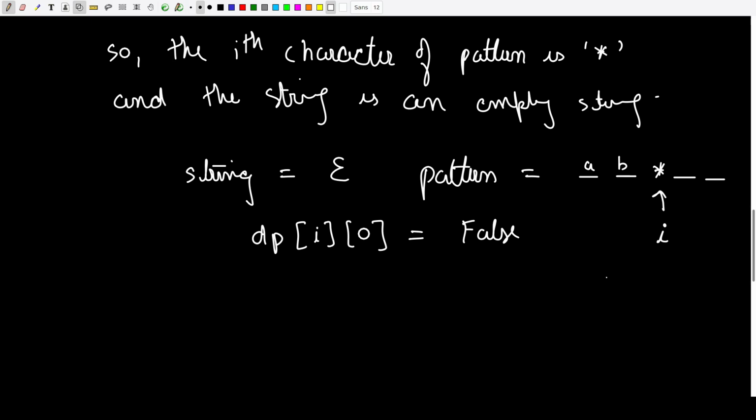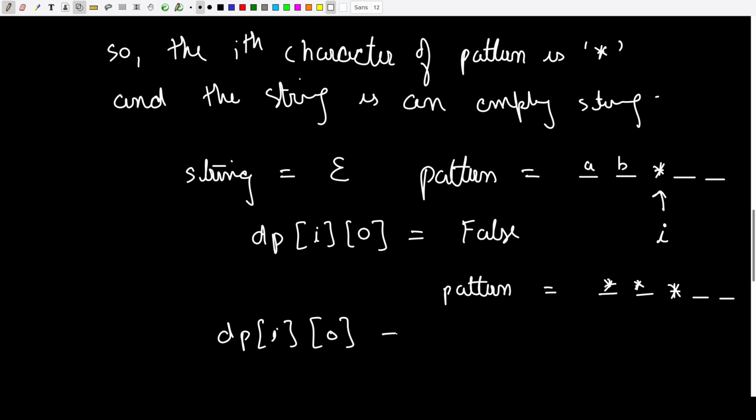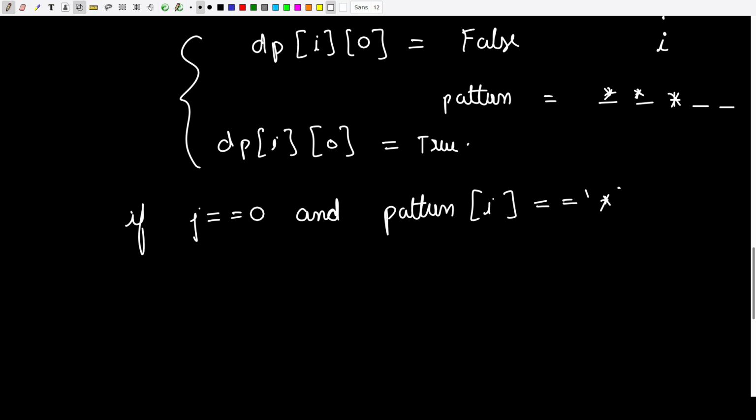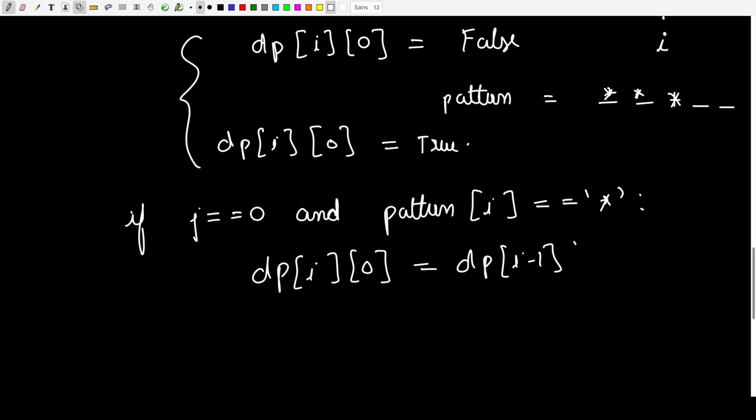Whereas let us say my pattern is something like this and these two characters are also star, then in such a case dp of I comma 0 will be equal to true. So in order to address this case, what we are going to do is, if j equals 0, which simply means the string is an empty string and the ith pattern character is a star, in such a case dp of I comma 0 will be given by dp of I minus 1 comma 0.